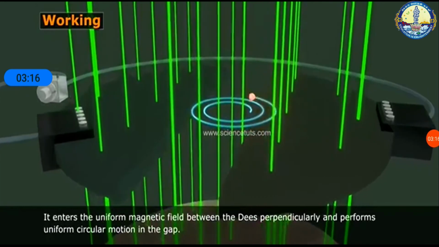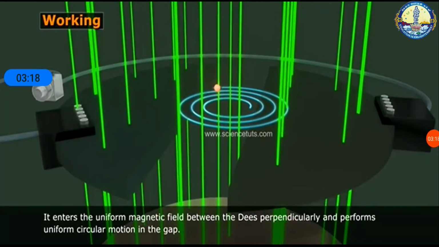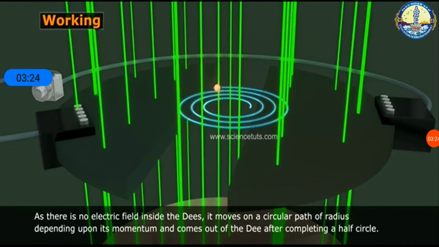It enters the uniform magnetic field between the Ds perpendicularly and performs uniform circular motion in the gap. As there is no electric field inside the Ds, it moves on a circular path of radius depending upon its momentum and comes out of the D after completing a half circle.